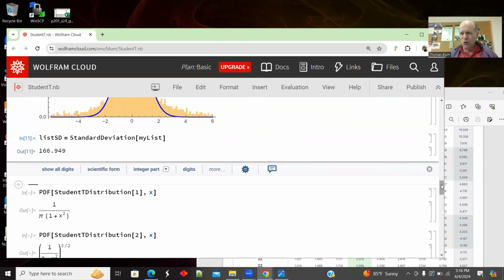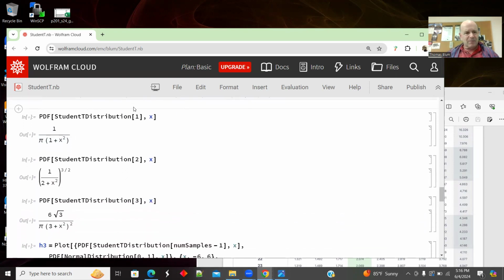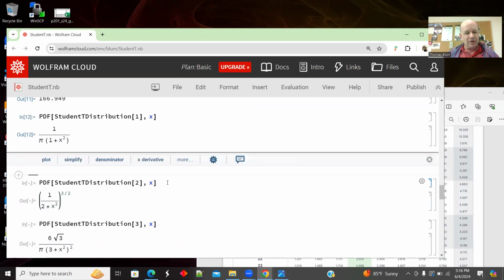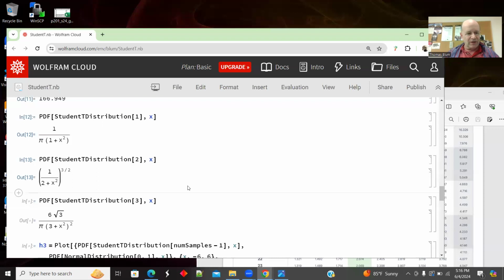So if I had two samples that I was drawing from the standard normal distribution to get myself started, then the corresponding student t distribution would have a degree of freedom of 1. And I'm just here showing you these are mathematical functions that Mathematica knows. And so that was 1 degree of freedom, 2 degrees of freedom.